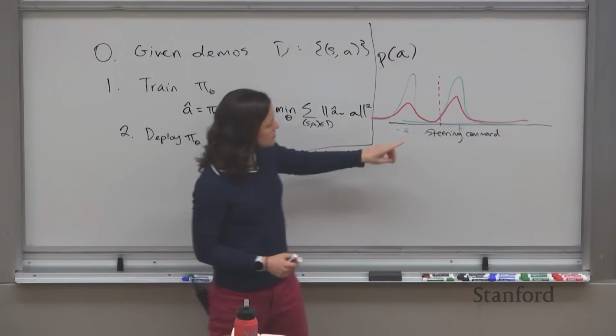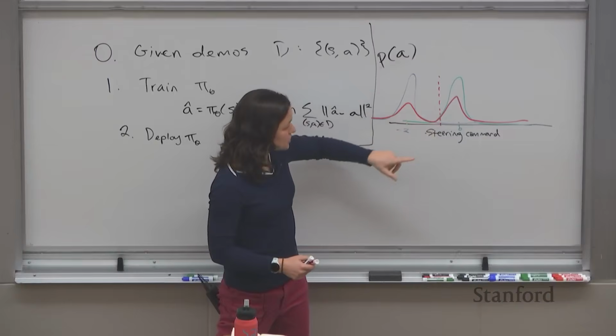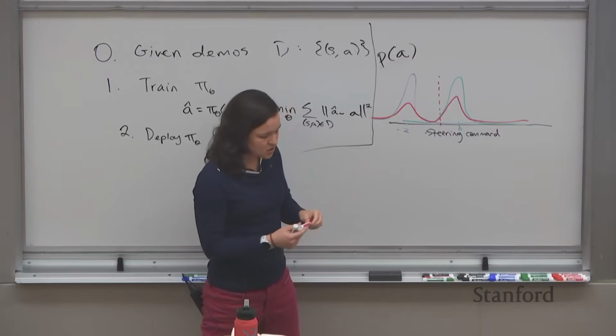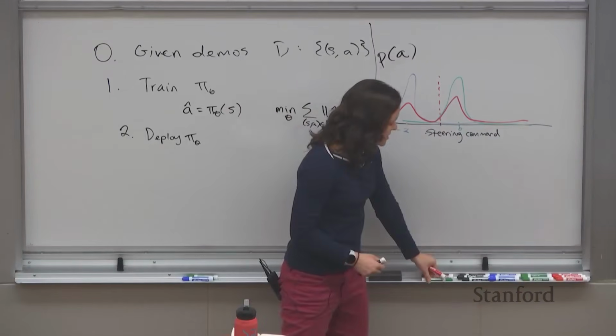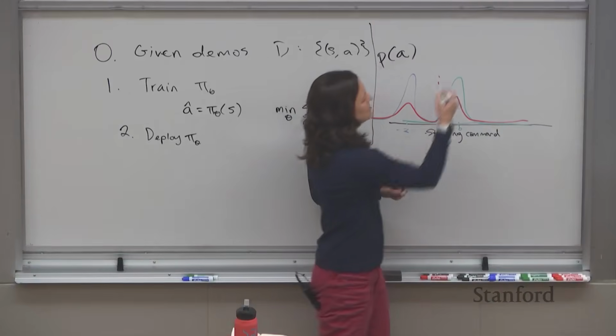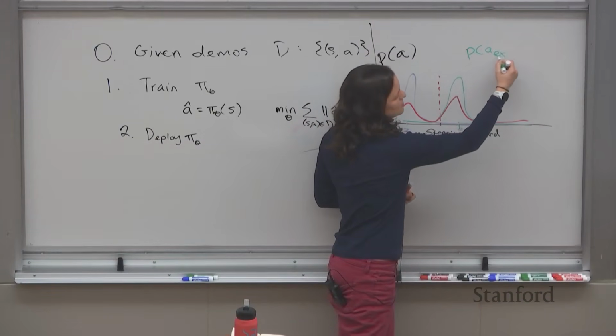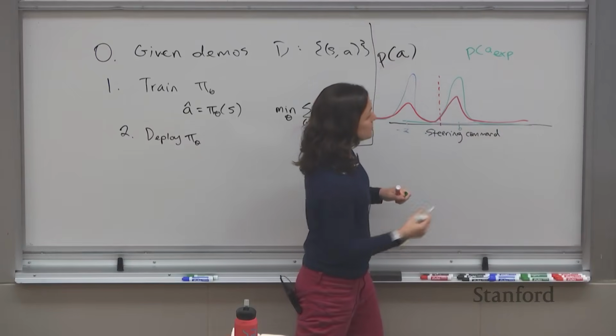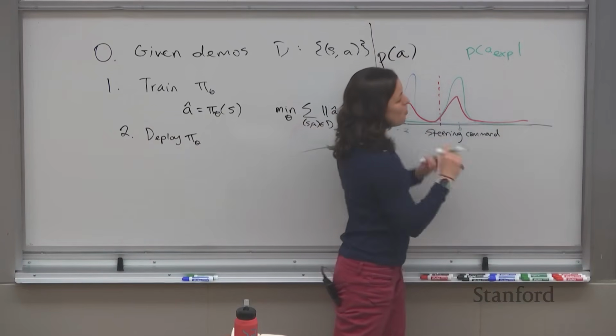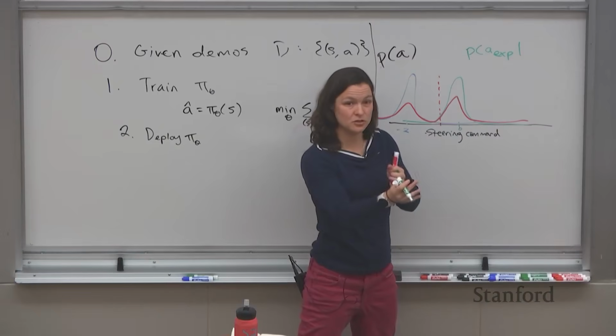And then the other question was, what is the difference between the green and the red here? Essentially what I'm drawing in the green is the distribution over expert actions. Maybe I'll use expert to refer to that, conditioned on only the data that chose to go straight.